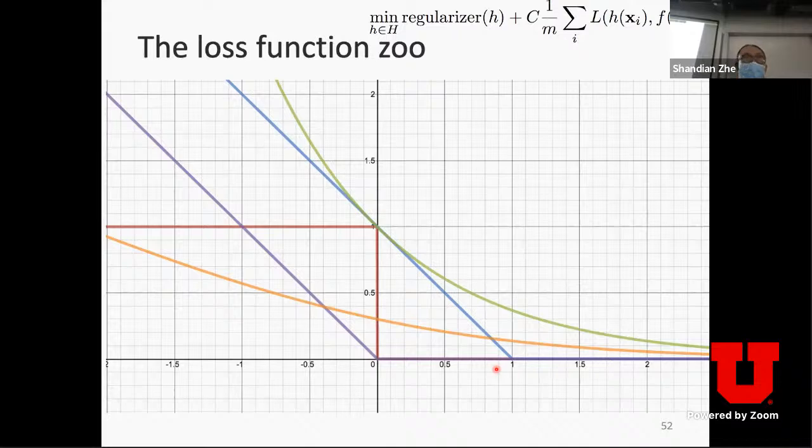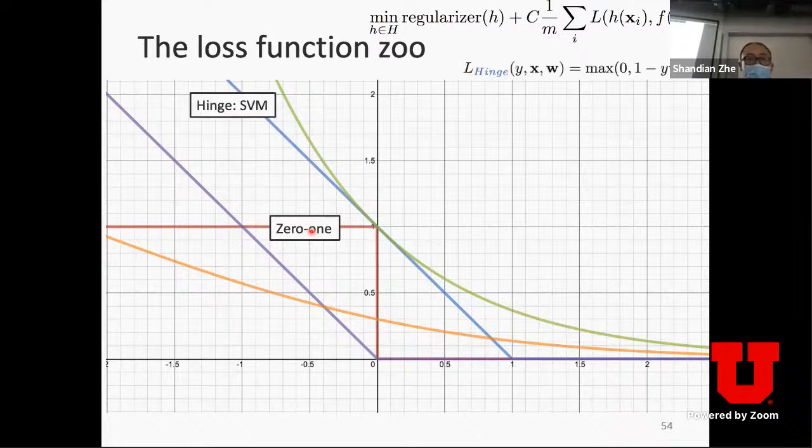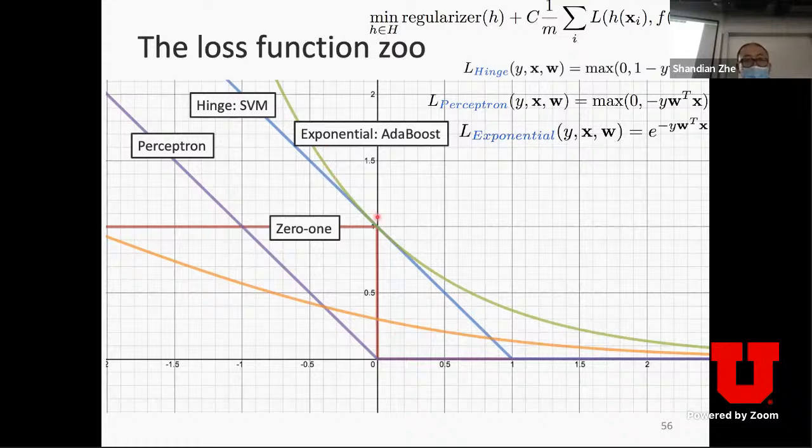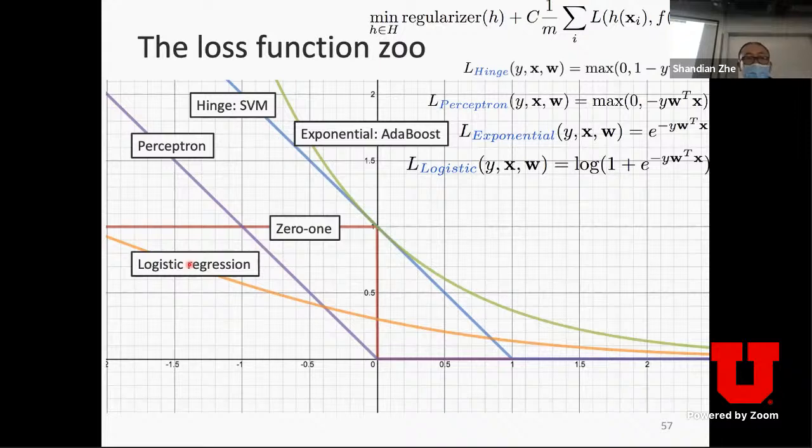You can see that this one is the ideal one, called the 0-1 loss, but it's very hard to compute during training. So people have developed a variety of different surrogates. The hinge loss, for the SVM, is essentially an upper bound of this 0-1 loss. The perceptron loss is something like that; it overlaps with or intersects the 0-1 loss. And this is the AdaBoost loss, which is another smooth upper bound of the 0-1 loss. And here is our logistic loss.